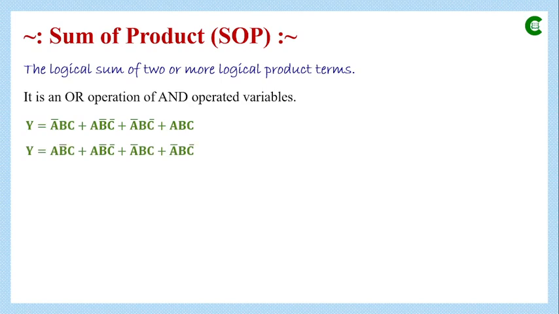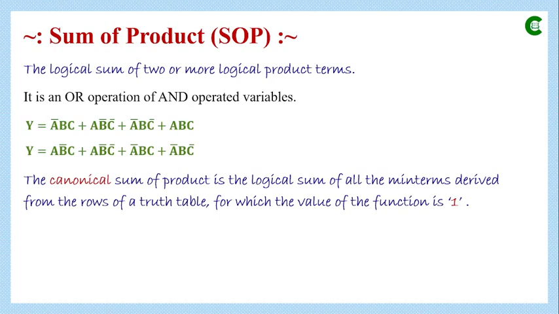Now this is another example where y is again a logical function represented by four min terms, and every min term has three variables, but here the combinations are different. Now we will understand the canonical form of SOP. The canonical sum of product is the logical sum of all the min terms derived from the rows of a truth table for which the value of the function is 1.